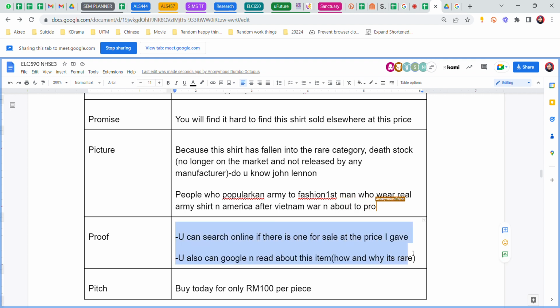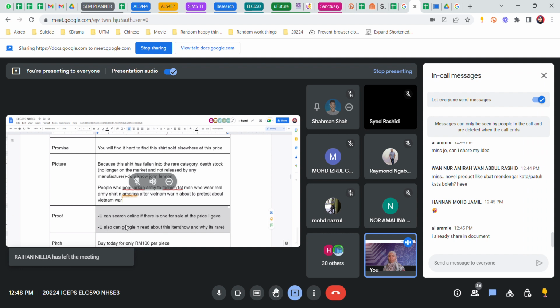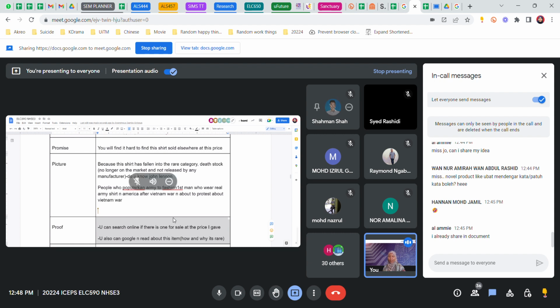I think in terms of the proof here, you want to make it a bit more friendly to the audience. Because this one you can search online, it's like very, as I said, gangster. Tak percaya? Google lah. So instead you can directly compare what the usual price is and how much you are selling it for today.